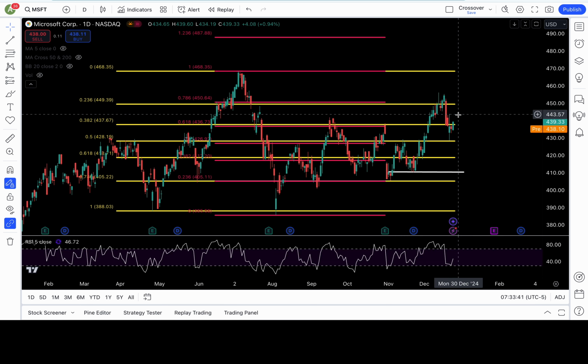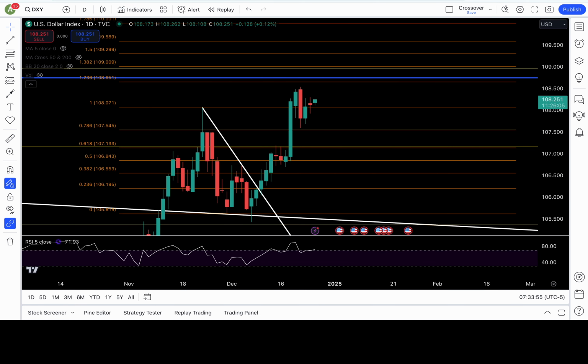But if 437.6 and 436 fail as support, that is bearish, and we'll likely drop down to 432, 430, and 428. Okay, below 428, I would definitely be bear biased again.